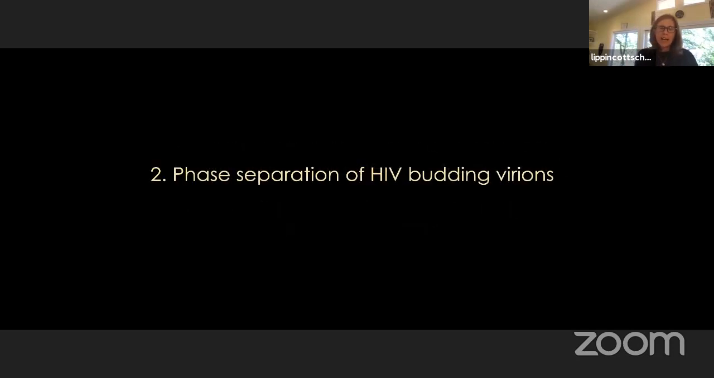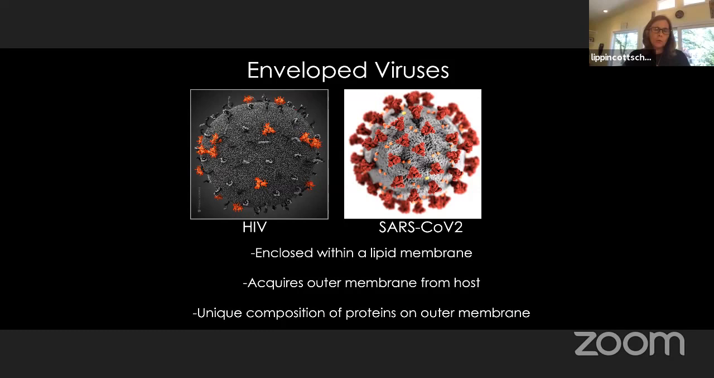Okay, so now I want to move on to the second topic that also relates to phase separation in biological membranes, and that is phase separation of lipids and proteins that occurs during the budding of the HIV virus. Now, HIV is one of several enveloped viruses, which also includes coronaviruses like COVID-19. These are all enveloped viruses, which means they're enclosed in lipid membrane. They acquire this membrane from their host.